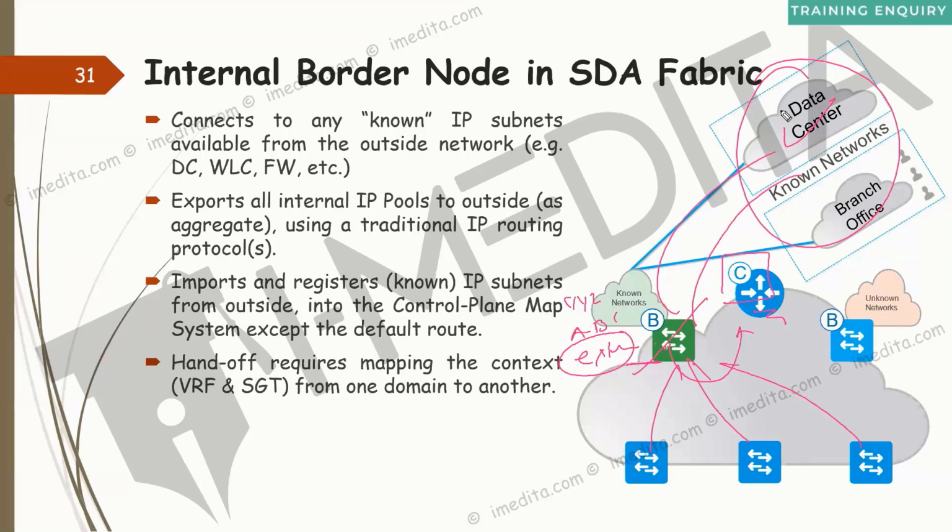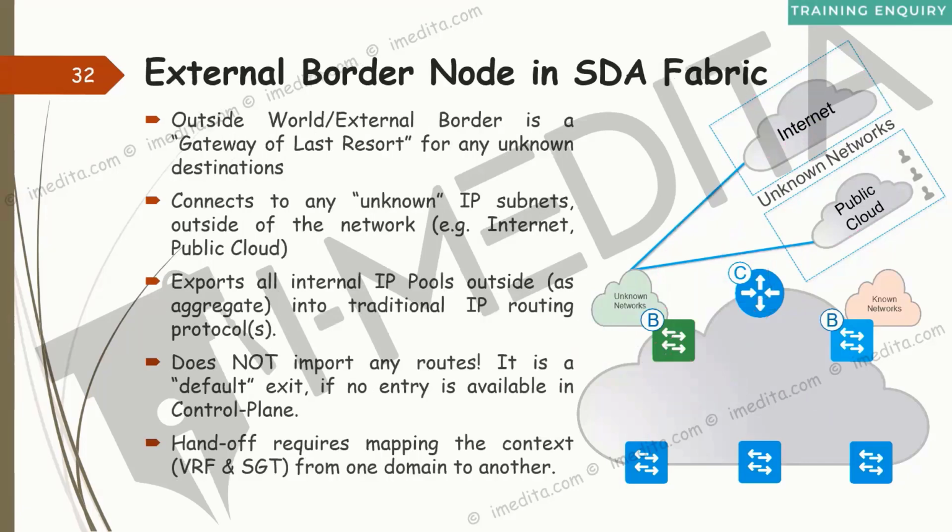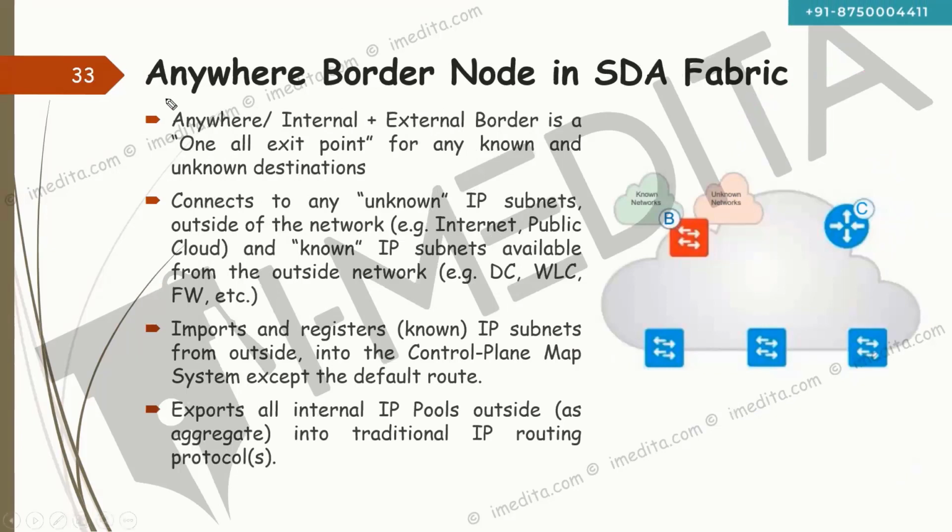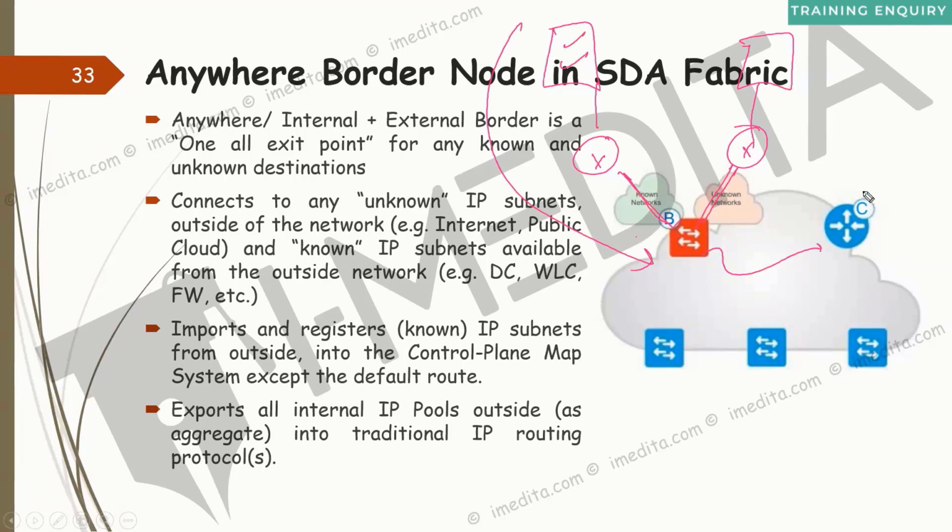You want this device to import all the external routes as well as become the gateway of last resort. So configure it as the anywhere border node. It is typically beneficial when we have a single border node and the connection is terminated on the router going towards our traditional network and the internet as well. So I will learn all these DC and HQ prefixes, register them to the control plane node, and I am also going to act as the default gateway so that the traffic can also reach the internet.